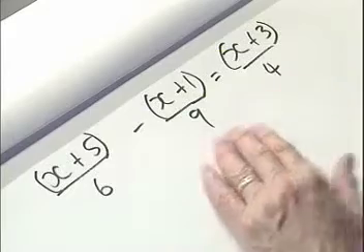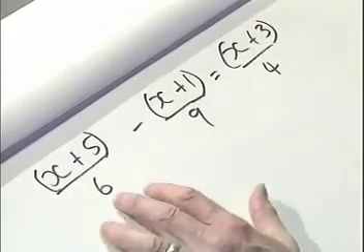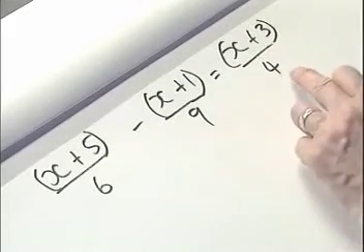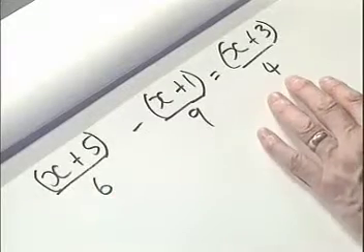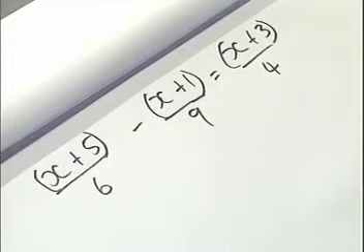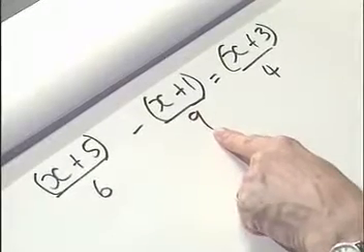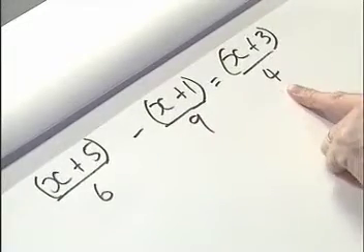Next step, we need a common denominator. We need a number into which all of these will divide exactly. Now we could multiply them all together and we'd be certain, but the arithmetic would be horrendous. 6 times 9 times 4, very big number. Can we find a smaller number into which 6, 9 and 4 will all divide? Well, a candidate for that is 36. 36 will divide by 6. 36 will divide by 9, and 36 will divide by 4.